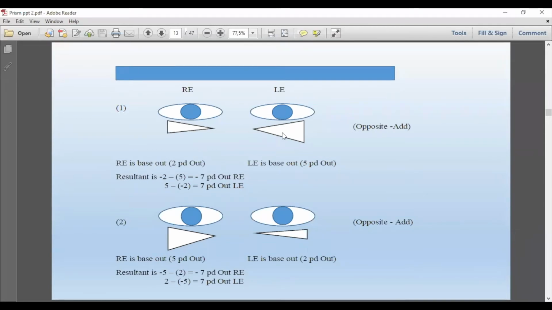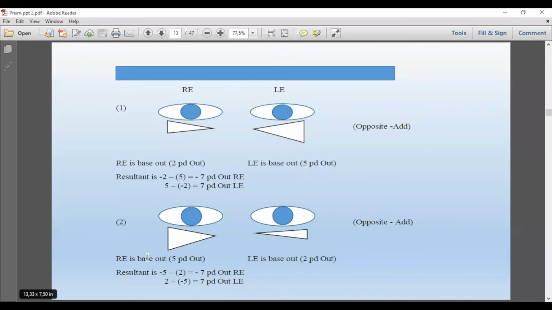So as you can see, I'm sure you've noticed when you've prescribed prism, and if you want to split them or whatever, or you want to add the 2 together, if it's base out in the one eye and base out in the left eye, your total is going to be the same. You're going to add them together, so your total there is 7 out. Are we all clear on this?